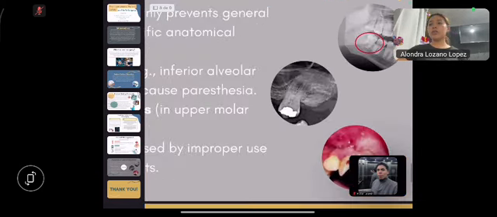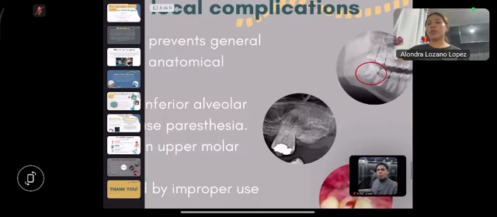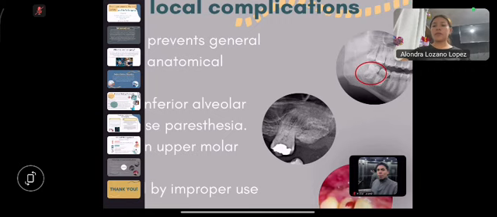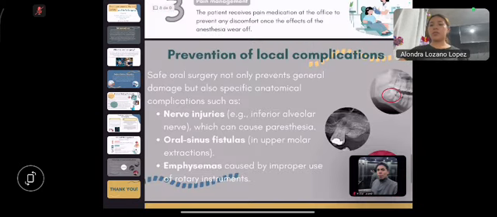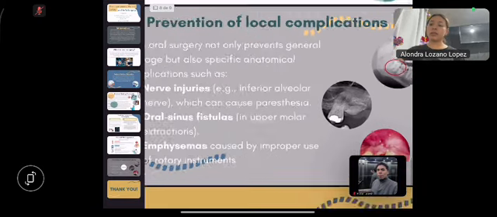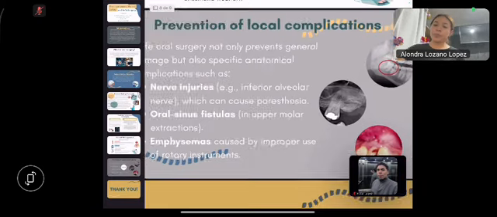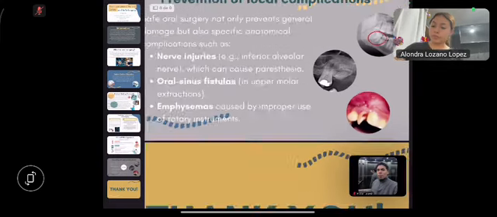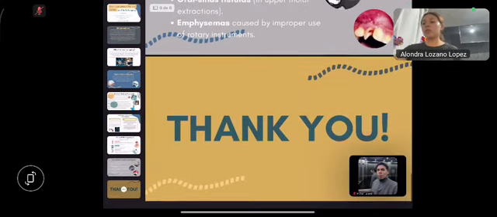And these are examples of nerve injuries, oral sinus fistula in an upper molar, and emphysema. And thank you for watching.